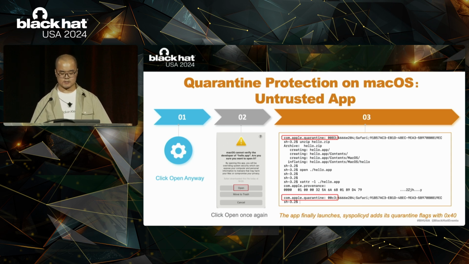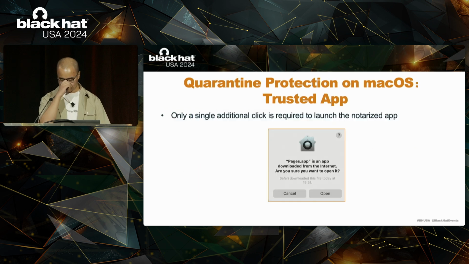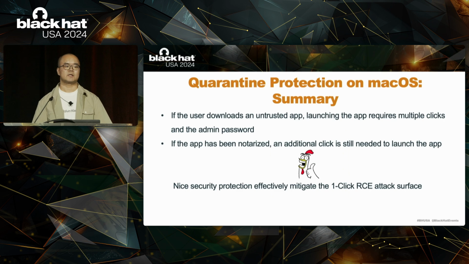The System Policy daemon adds to its quarantine flags 0x40. So the next time we launch the user-permitted app, the System Policy daemon will not prevent its launch because the quarantine flags contain 0x40. Another situation is launching a trusted app. Only a single additional click is required to launch the notarized app. So let's make a summary. Regardless of whether the app is trusted or untrusted, at least an additional click is required to launch it. It is a nice security protection that effectively mitigates the one-click RCE attack surface.